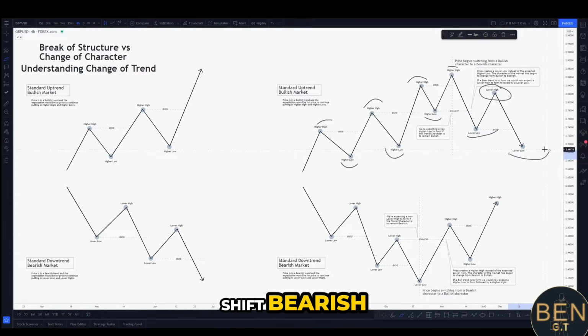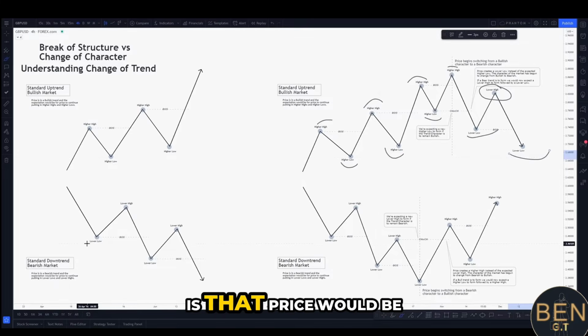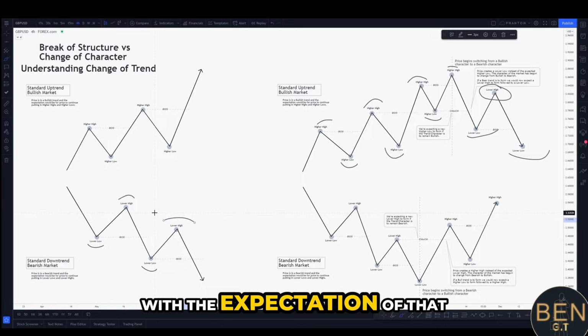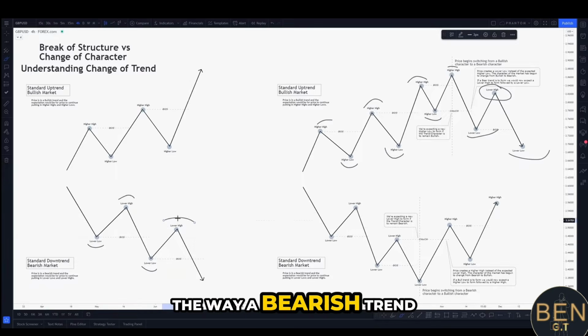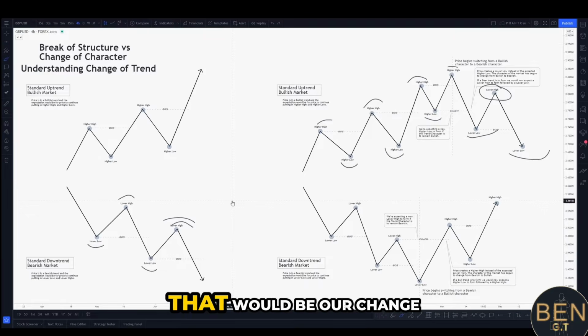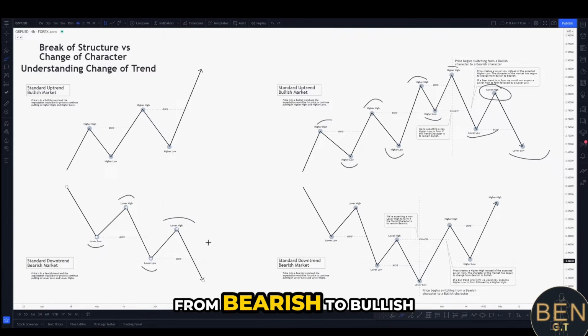that's when we can definitively say, okay, the trend has begun to shift bearish. And again, what we would understand when we see a bearish trending market is that price would be creating lower lows and lower highs with the expectation of that continuing. The way a bearish trend would be invalidated is if the previous lower high is broken and a higher high is formed. That would be our change of character from bearish to bullish.